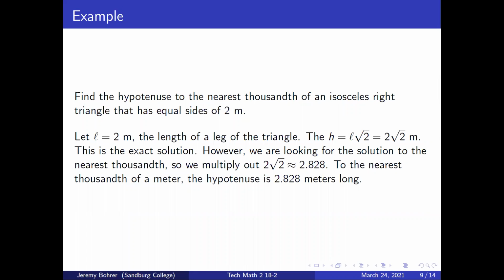For example, find the hypotenuse to the nearest thousandth of an isosceles right triangle that has equal sides of 2 meters. Let L equal 2 meters, the length of a leg of the triangle. Then h equals L times the square root of 2 equals 2 root 2 meters. This is the exact solution. However, we are looking for the solution to the nearest thousandth, so we multiply out: 2 times the square root of 2 is approximately 2.828. To the nearest thousandth of a meter, the hypotenuse is 2.828 meters long.